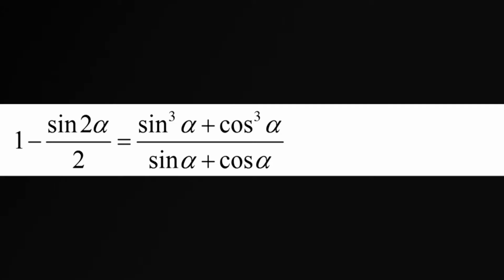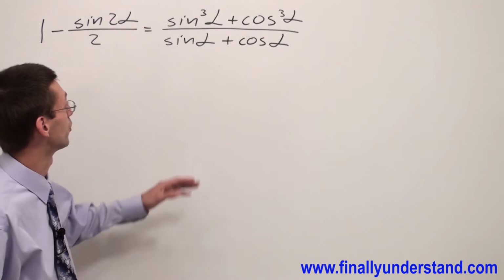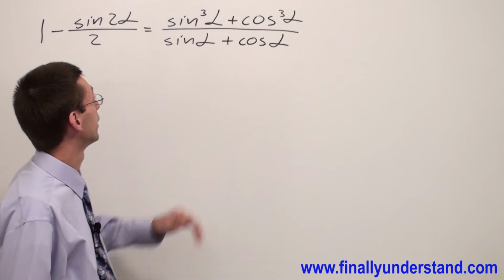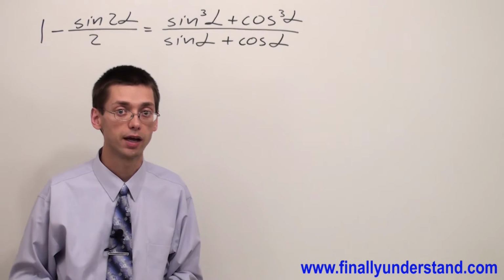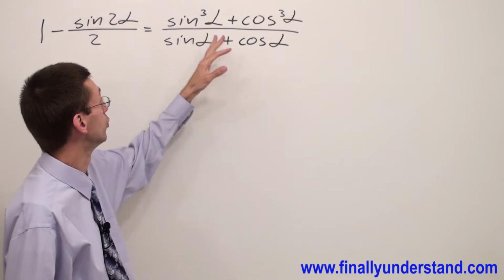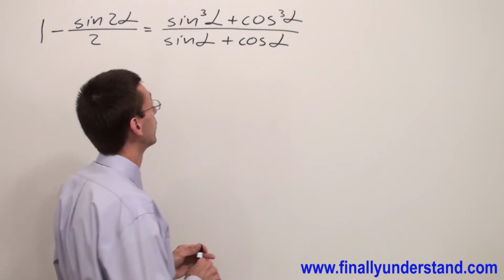Let's take a look at this example. This time we are going to start our proof from the right side. Now, please notice that in the numerator we have the sum of the cubes. Okay? Let me remind you the formula.